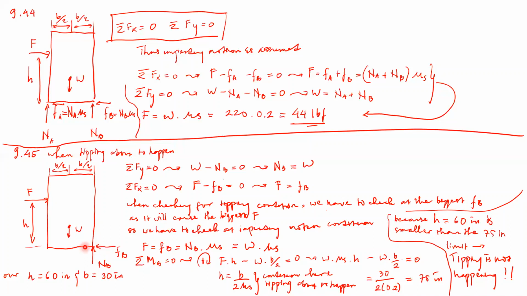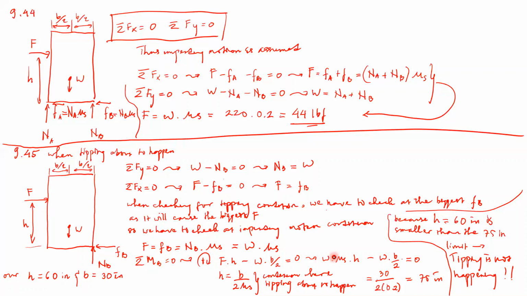Then F here will cause a clockwise moment, F multiplied by H. And W here will cause a counterclockwise, negative moment, W multiplied by B over 2, because this is the center of rotation. W multiplied by B over 2, minus, equal to 0. Then, because I know that my F value is W multiplied by mu s, I can replace F here with W multiplied by mu s.